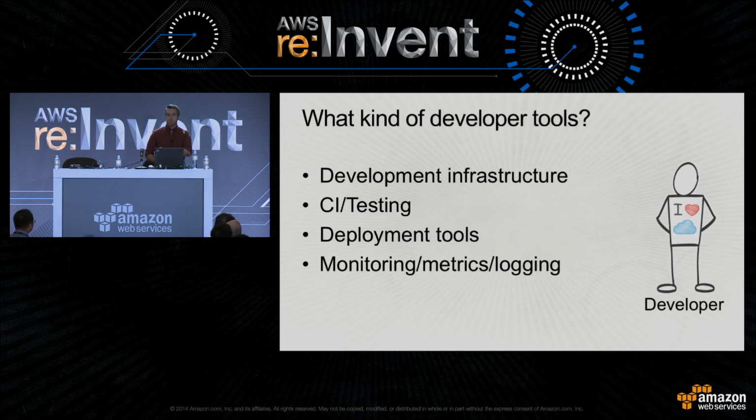And when we talk about them, again, this is another thing that we can categorize, right? So development infrastructure, very important. CI testing tools, deployment tools, actually, and then monitoring, metrics, and logging. The last one, again, is a super, super important one.